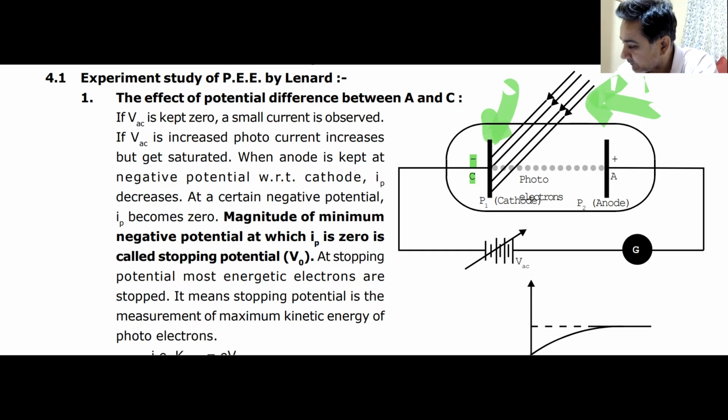Well done, sir. So if there is a cathode, there has to be an anode. So I have an anode and I have this. What is this G? Galvanometer. What does galvanometer do?